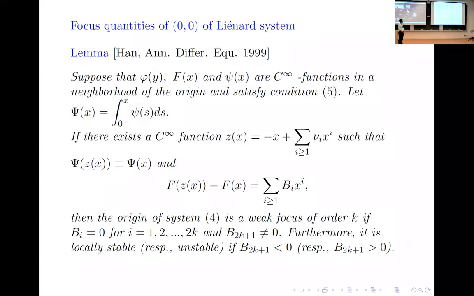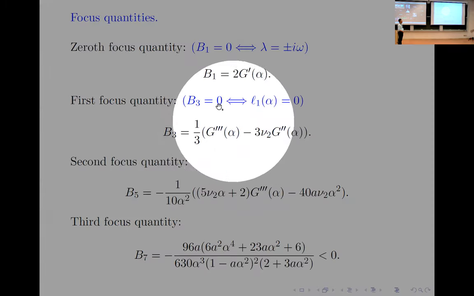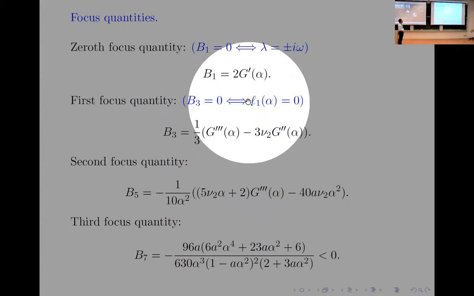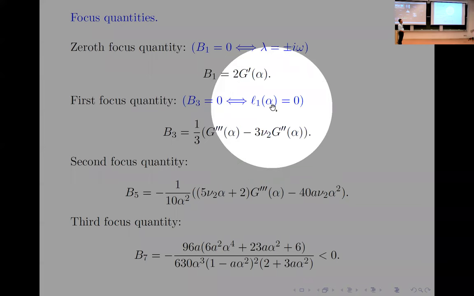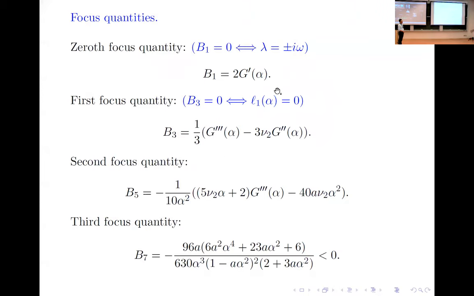Okay. Now by this kind of algorithm, we are able to calculate the Focus quantities. The first one, the zero Focus quantity, we have B1 equals zero. So B1 equals zero, it's like we have a pair of pure imaginary eigenvalues. Okay? And if B1 is zero, we can go ahead to calculate B3. You can regard B3 as the first Lyapunov number. Okay? So here B3 equals zero if and only if the first Lyapunov number equals zero. And furthermore, B3 and L1 alpha have the same sign.